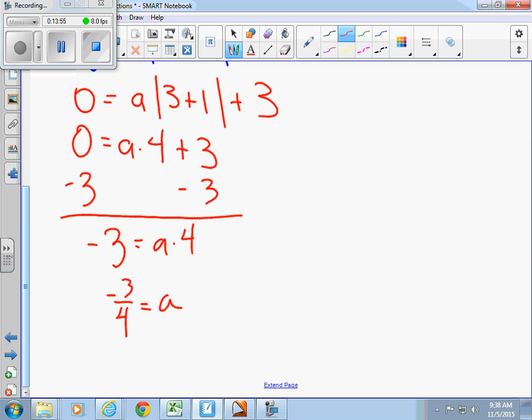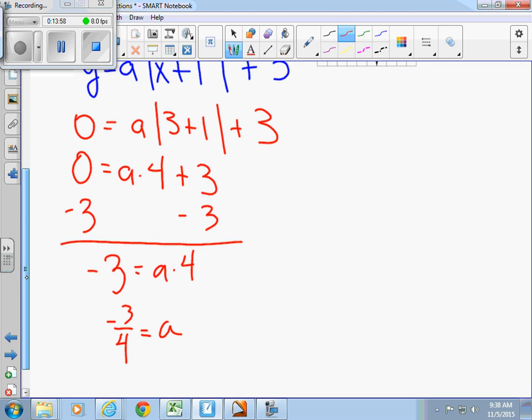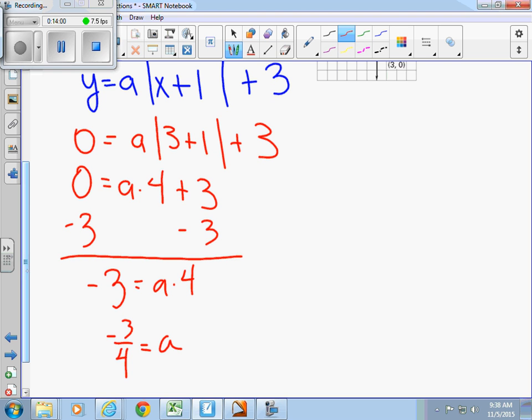So A is negative 3. So my equation, the answer, is negative 3 fourths absolute value of x plus 1 plus. Very similar process to finding the equation of a parabola. You can see why, because it probably felt weird that I put piecewise functions and absolute value functions in the quadratic chapter. You can kind of see why I did that now, because it flows well. We can use our knowledge from quadratics to help us with absolute values.